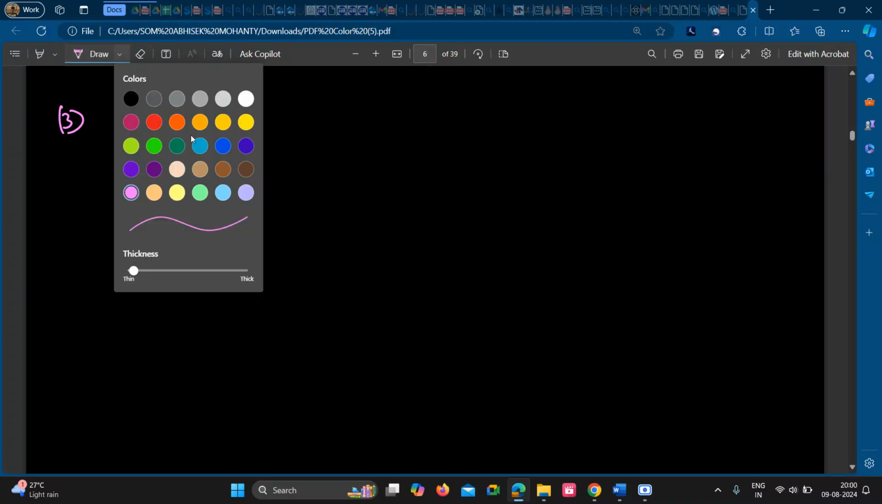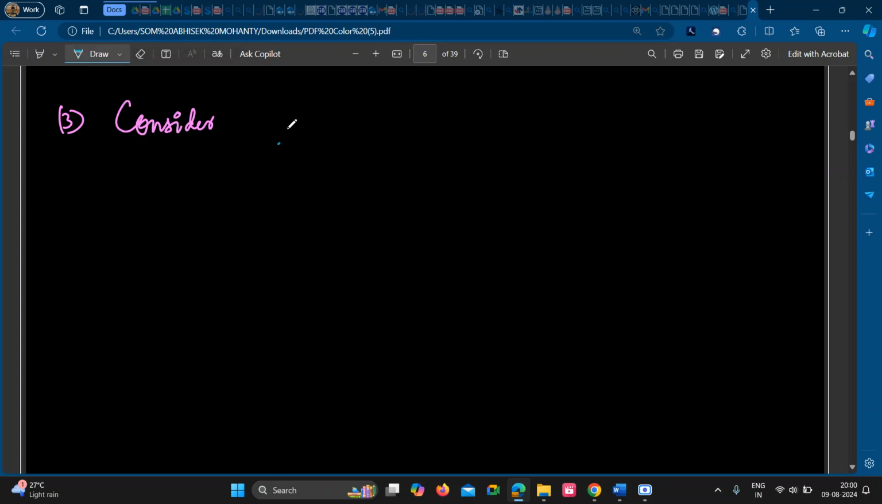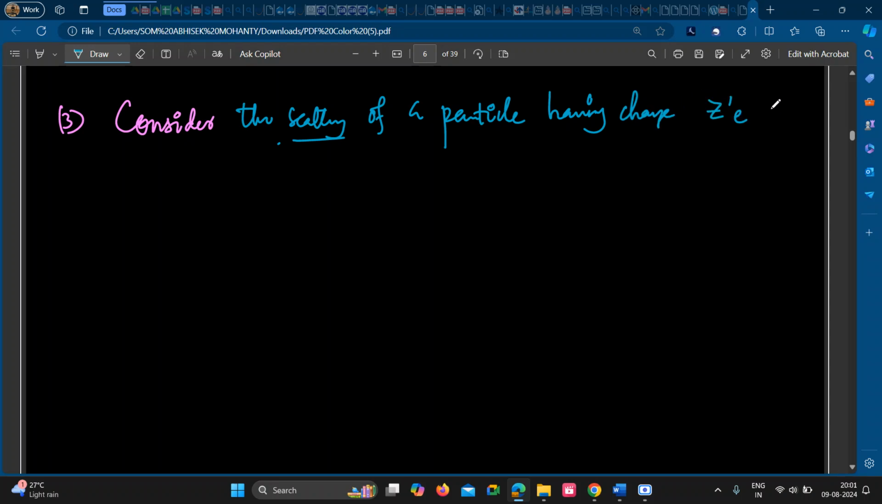Just change the pen color. Consider the scattering of a particle having charge z dash e by an atomic nucleus of charge Ze.